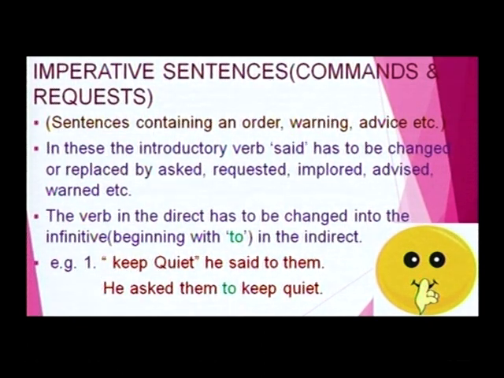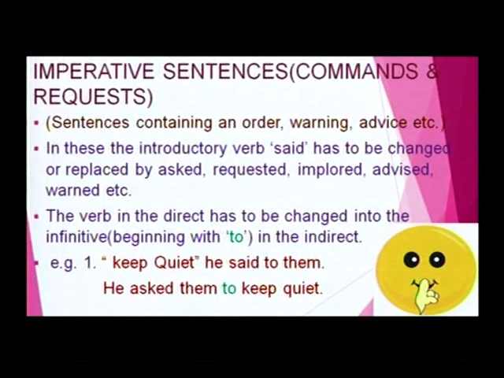See, my dear friends, we all use conjunctions like that, and in some cases we use whether or if, but here we have to use the to-infinitive. Change the verb into the infinitive beginning with to in the indirect. See one example. "Keep quiet," he said to them. He asked them to keep quiet. What has he done here? The infinitive beginning with to is used. He asked them to keep quiet.